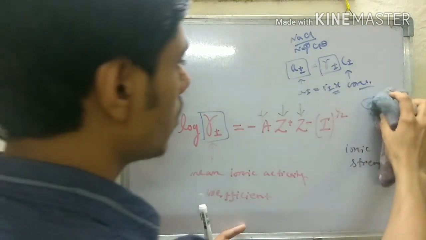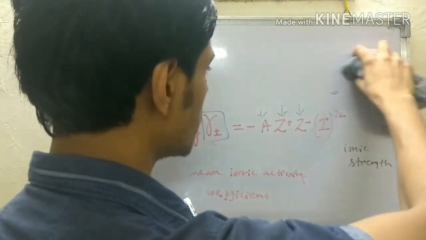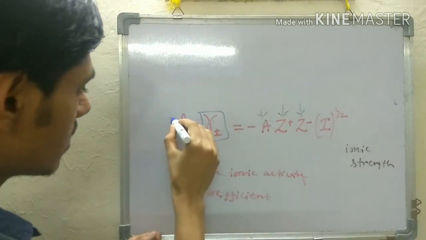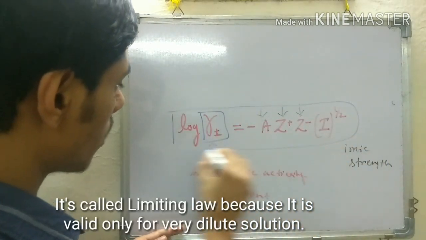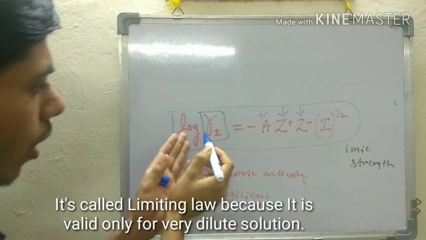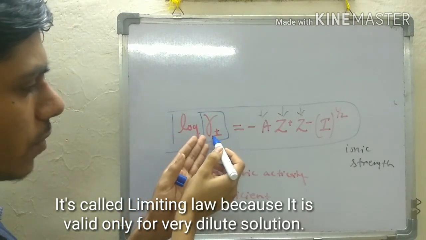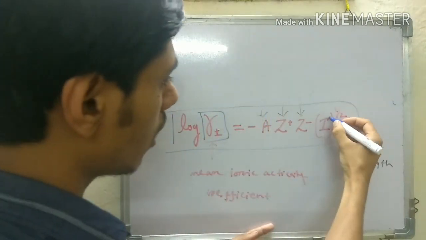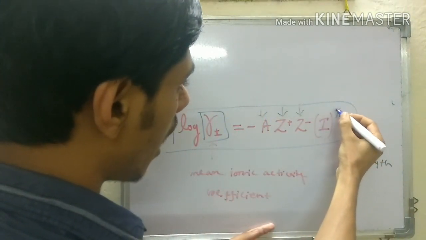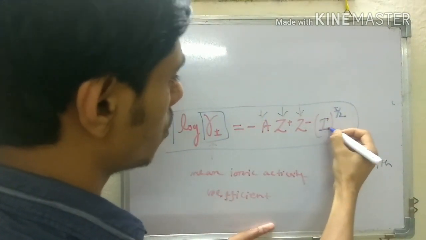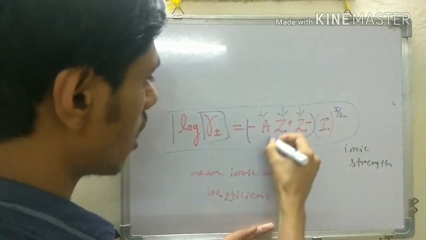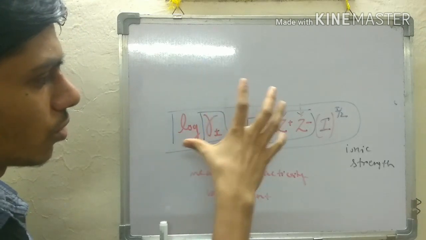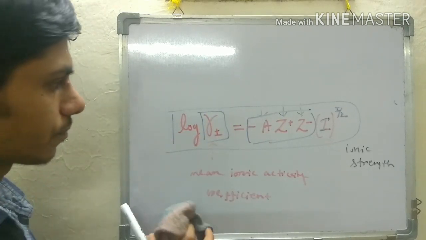And the Debye-Huckel limiting law gives you the measurement of this mean ionic activity coefficient. This is the Debye-Huckel limiting law, which says that the logarithm of the mean ionic activity coefficient of a solution is linearly proportional to the square root of the ionic strength of that solution, because these other terms are constant. So which questions are given from this topic?